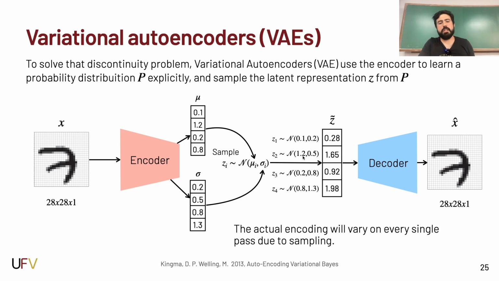And then the second dimension we would sample by this normal distribution with mean 1.2 and standard deviation 0.5. Right? And then I probably would get 1.65 or something. Okay? And so on and so forth. Is this clear? Is there a question?